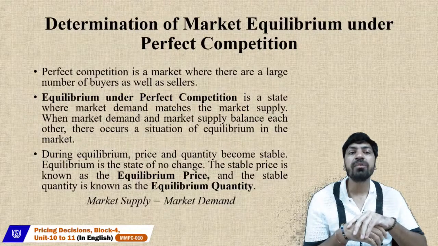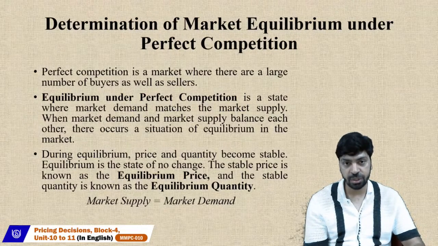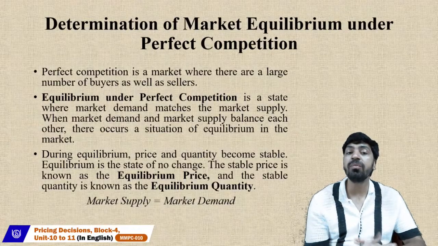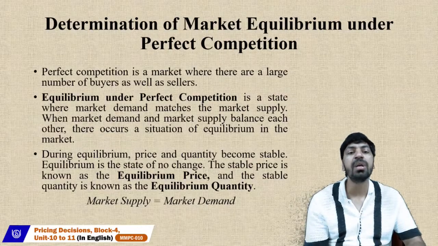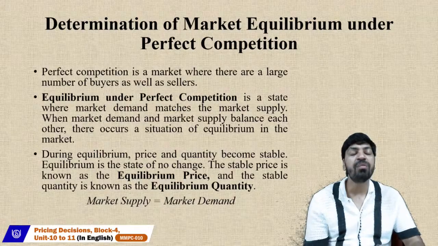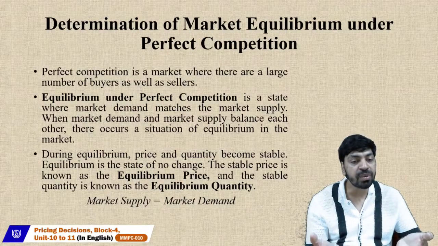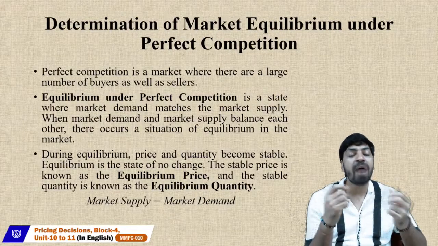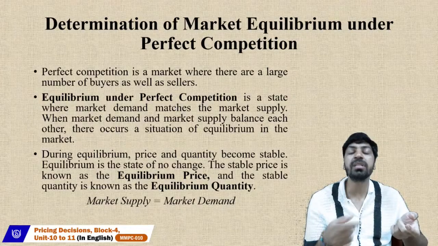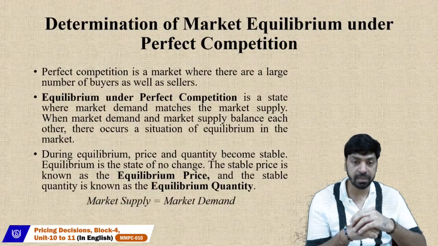Now we can come up to the determination of the market equilibrium under perfect competition. When we talk about the equilibrium under perfect competition, it is a situation where the market demand equals the market supply, where both market demand and supply are balanced to each other, and it is a situation where the balance or equality of the market forces occurs.